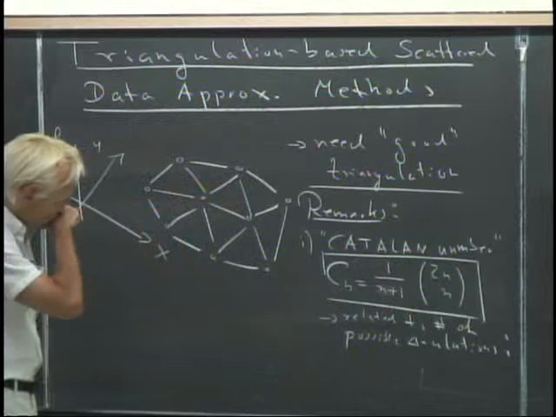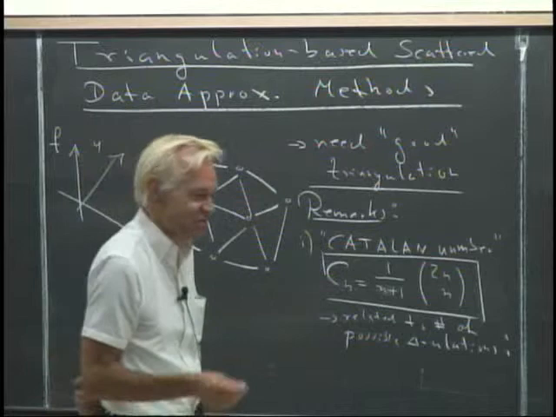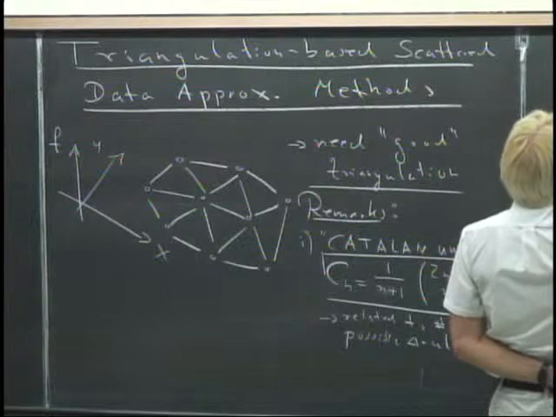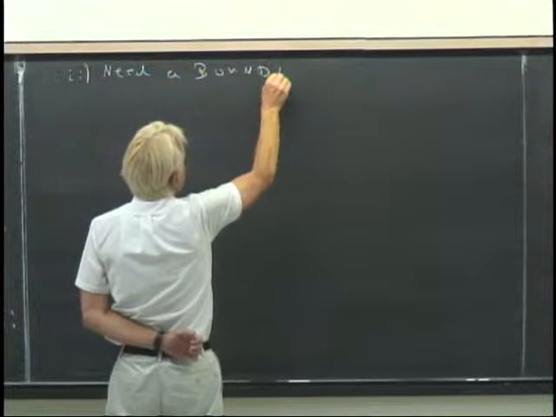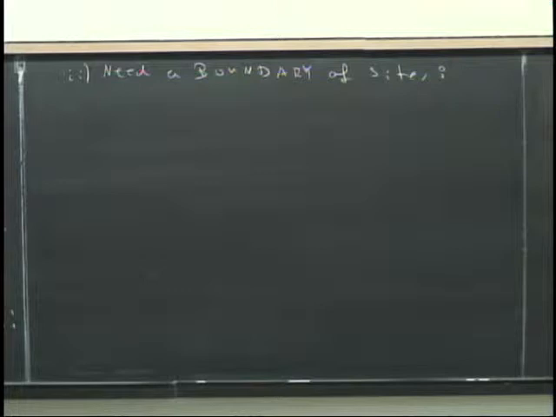Then you run into this problem of boundary, right? What is the boundary of a scattered data set? Well, the sites. We want a boundary for the sites. We need a notion of boundary of all the sites. Again, this is a topic of computational geometry. So I just allude to it.